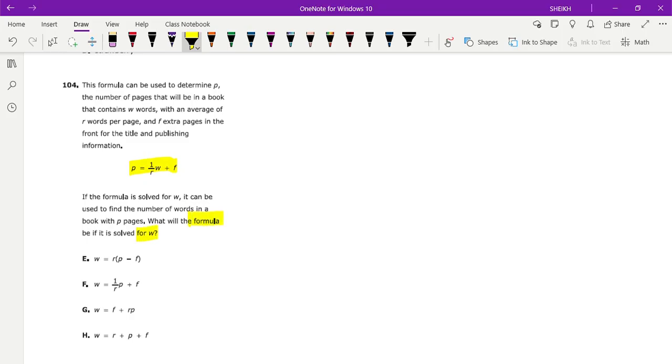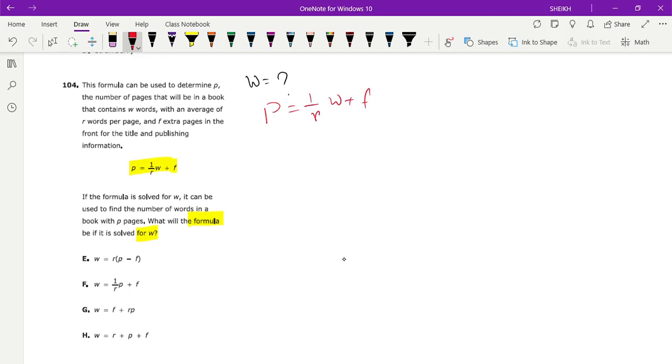That's it. Basically they're saying, what is the value of w? You have to make the w by itself. So write it down. What is the value of w? First, write the equation p equals 1 over r, w plus f.